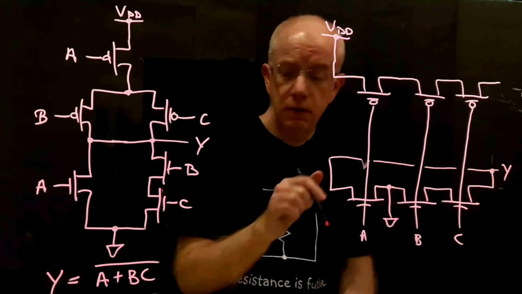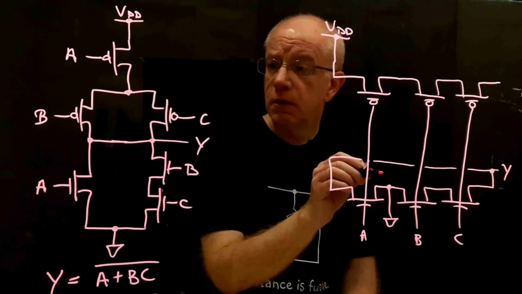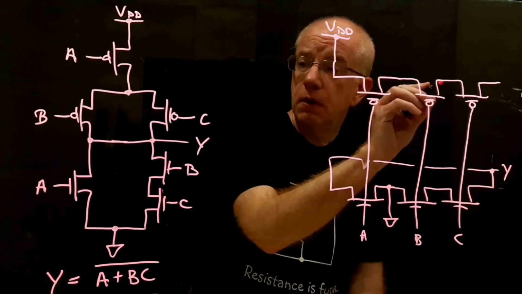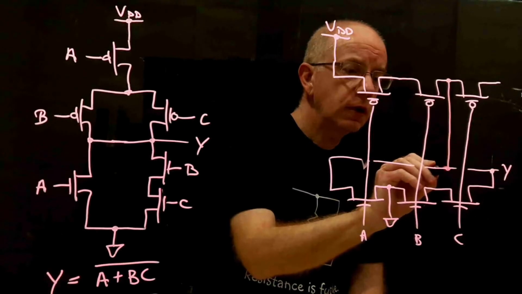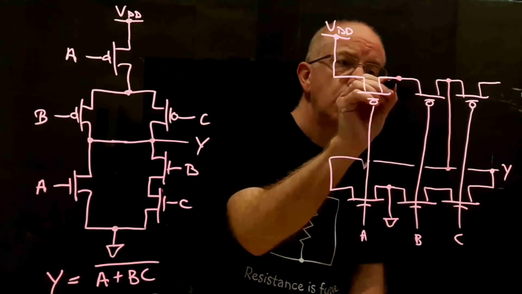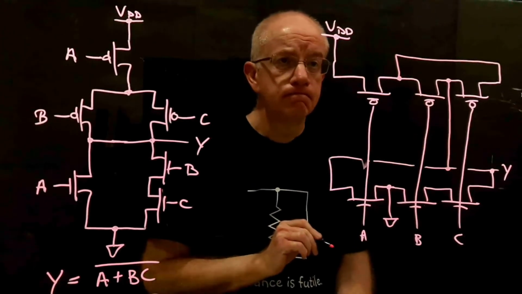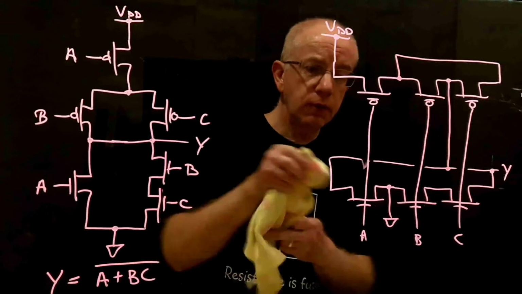And then to do the pull-up network, B and C need to be connected in parallel. And to do that, we're going to connect the output of the gate here. And we can jumper this over here. Okay, so that would be a way of doing the layout-driven schematic for this gate.